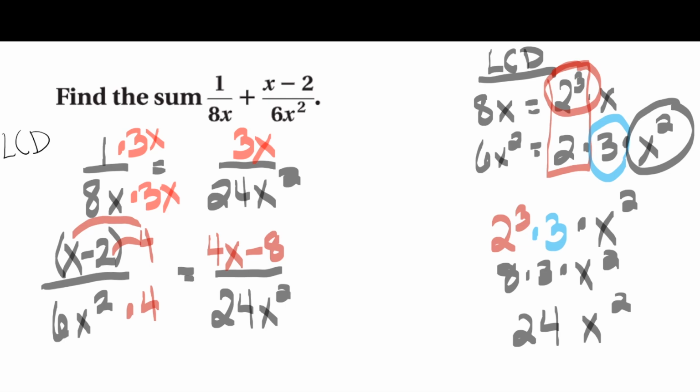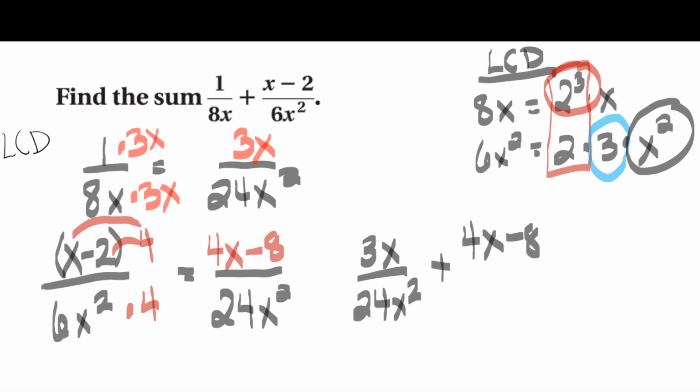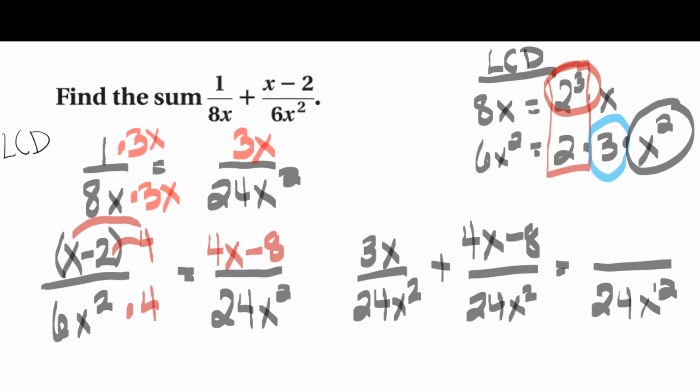Now that I have my two new fractions, I'm ready to add these fractions together. I'm just going to move this out of my way so I have a little bit of space. So now I'm adding my 3x over 24x squared plus my 4x minus 8 over 24x squared. And remember, when we add fractions, we keep the denominator the same. So now I just need to add 3x plus 4x, which is 7x. I don't have anything to add to the negative 8, so I keep the negative 8.